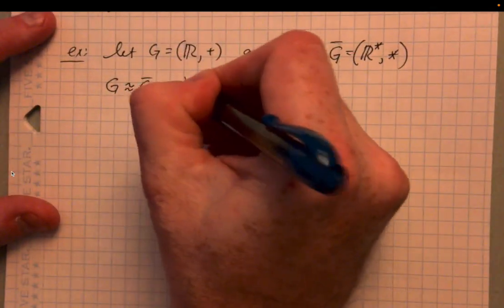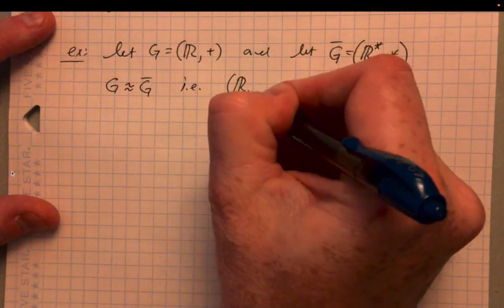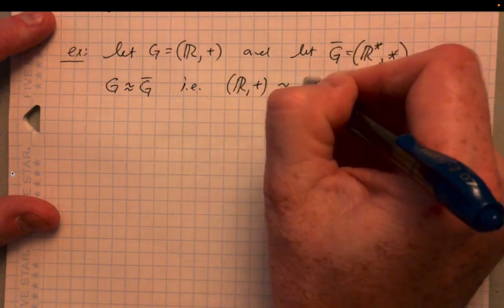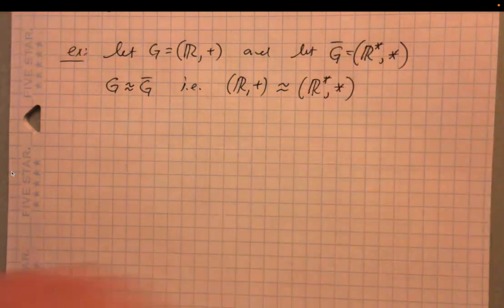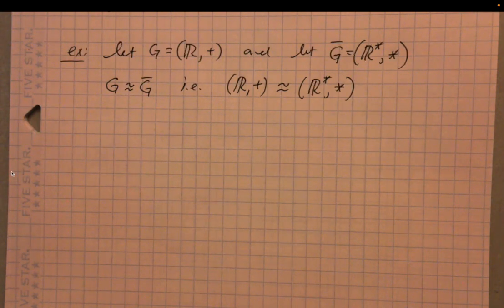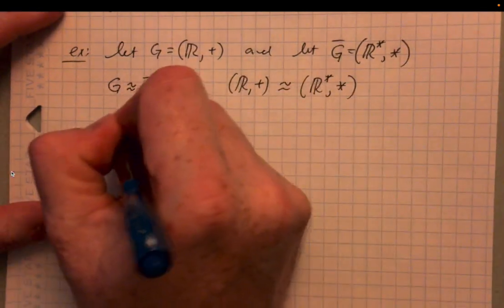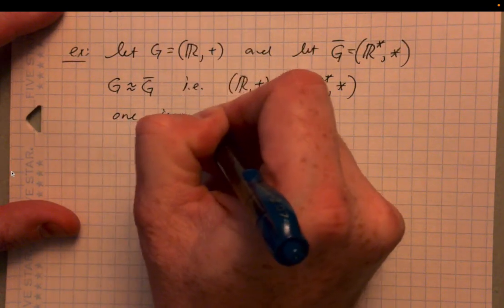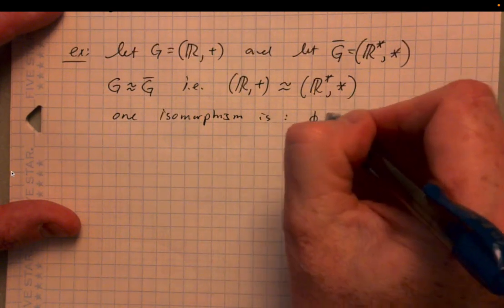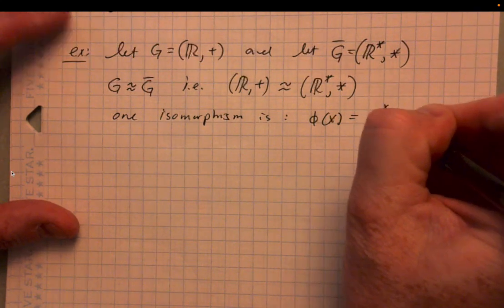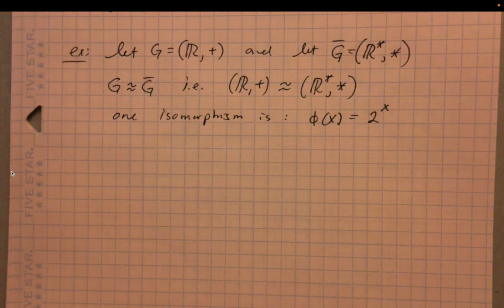Which is to say, let's substitute this in. R under addition is isomorphic to R star under multiplication. And what's the mapping? Well, there are probably lots of mappings, but one isomorphism is phi of x equals 2 to the x power. So let's see how this is actually an isomorphism.